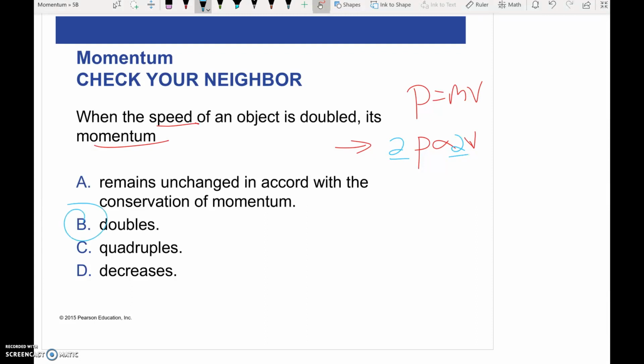By the same token, as a feature of being a direct relationship, if we cut our velocity in half, we'll cut our momentum in half. Just direct relationship. I think you can see it's a little bit easier than dealing with the squared. But it's the same idea.